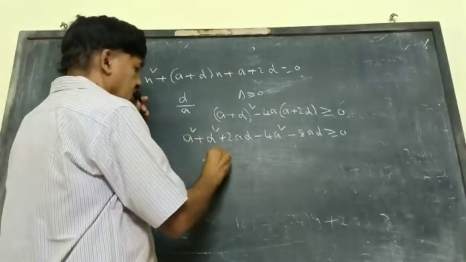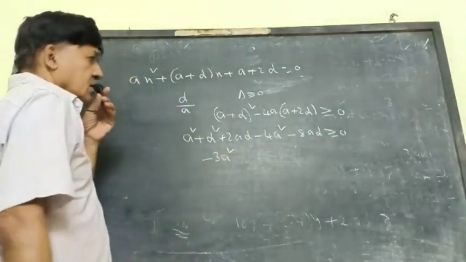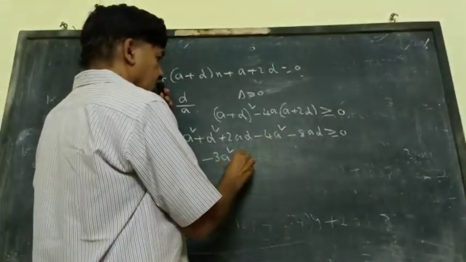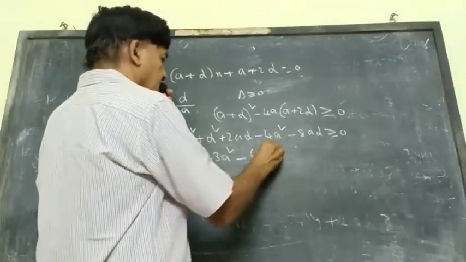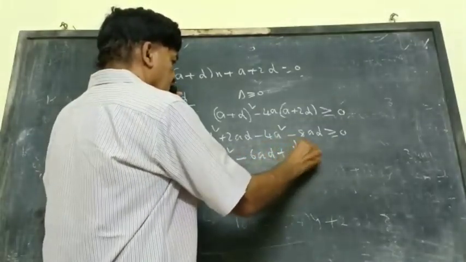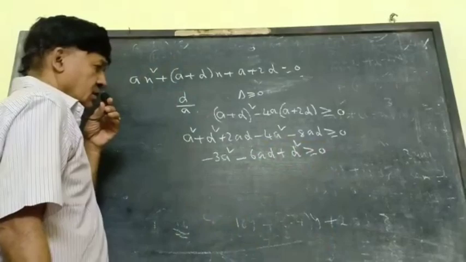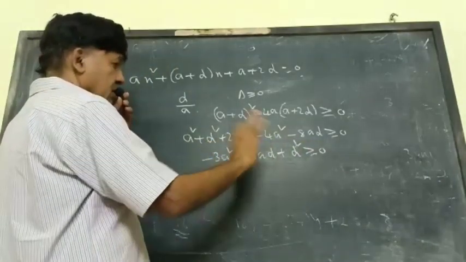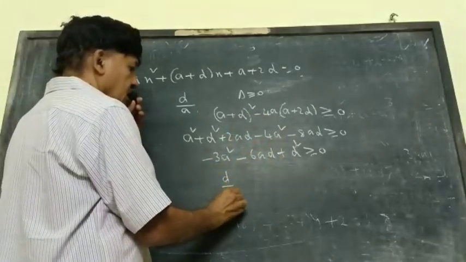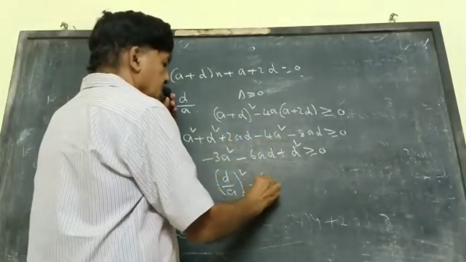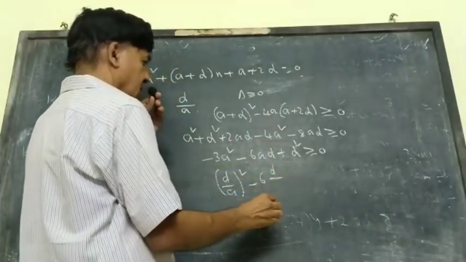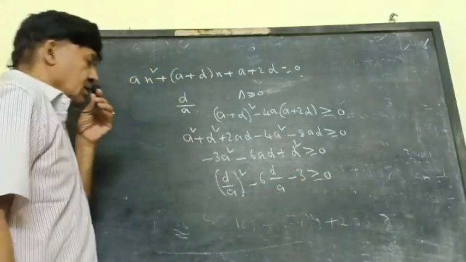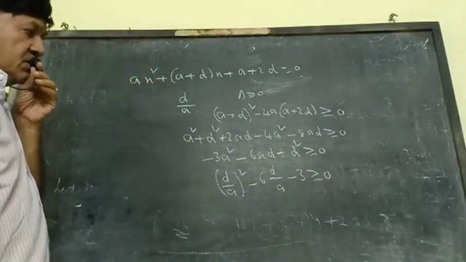So minus 3A square minus 6AD plus D square like this. Okay, you divide with A square. Since A square is positive, the inequality remains the same. So (D by A) whole square minus 6 into D by A minus 3 like this. We got a quadratic inequality in D by A.